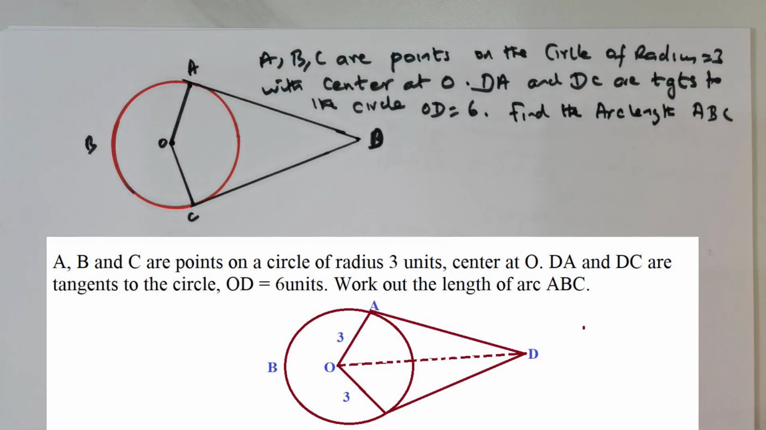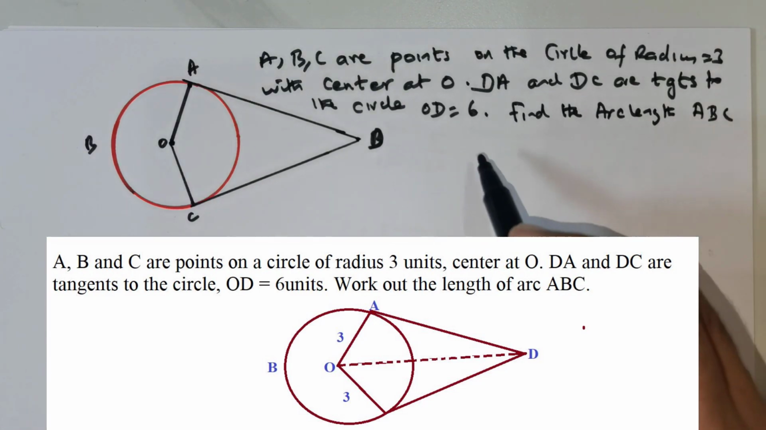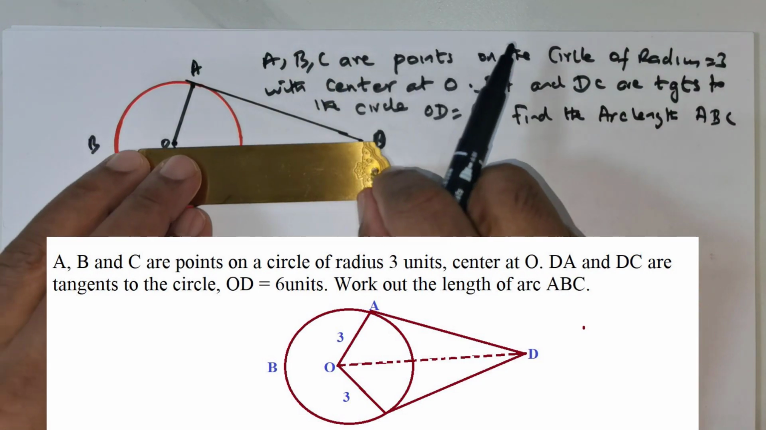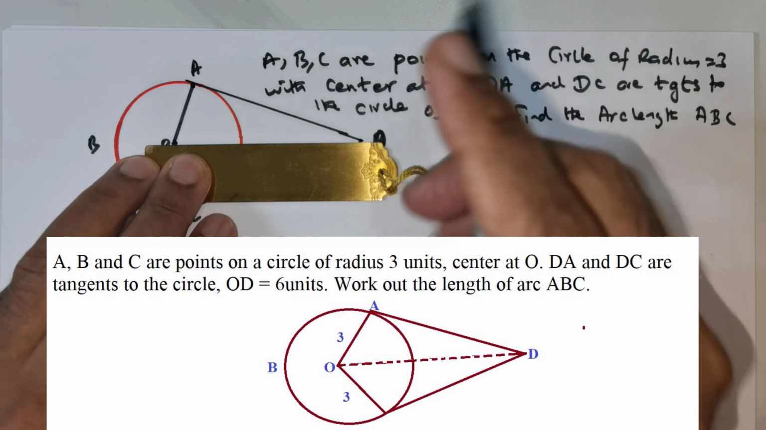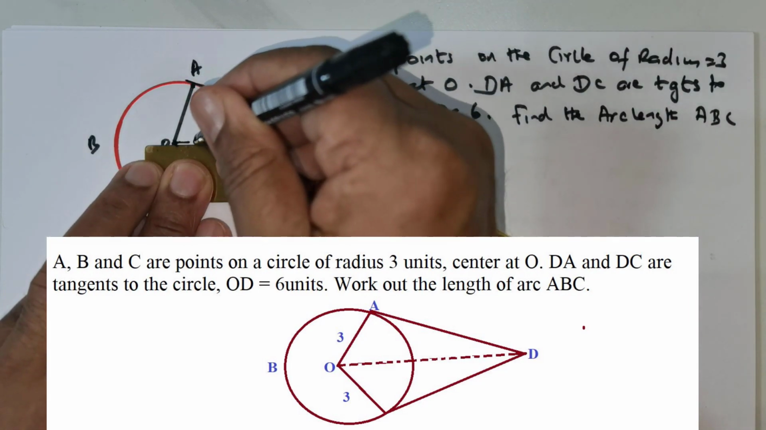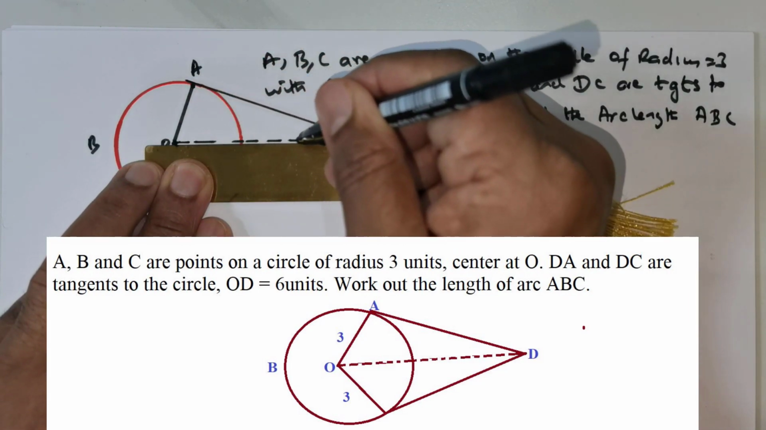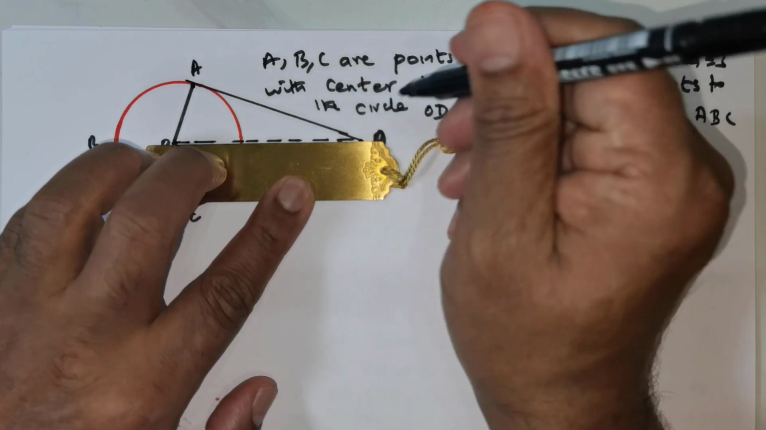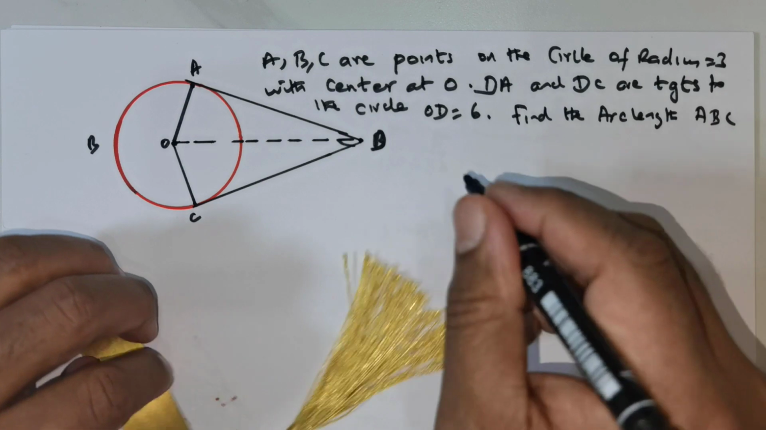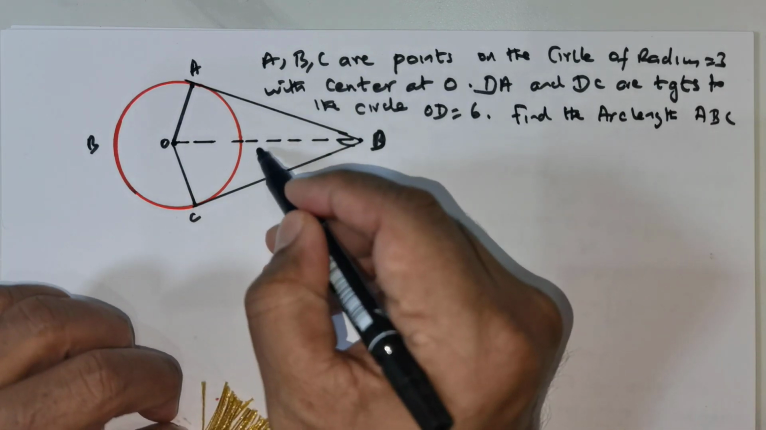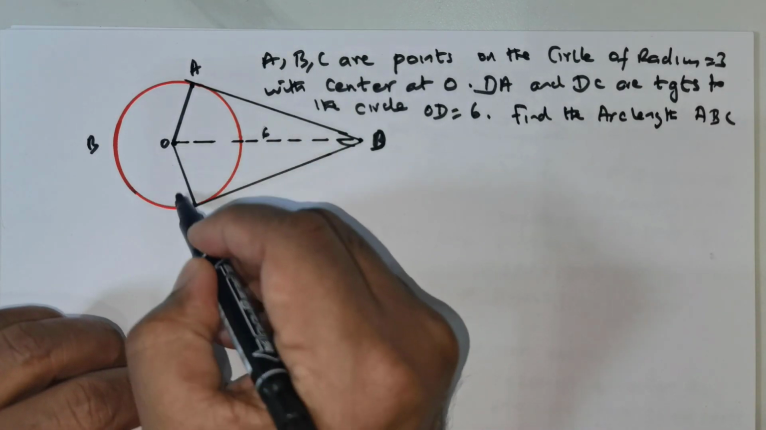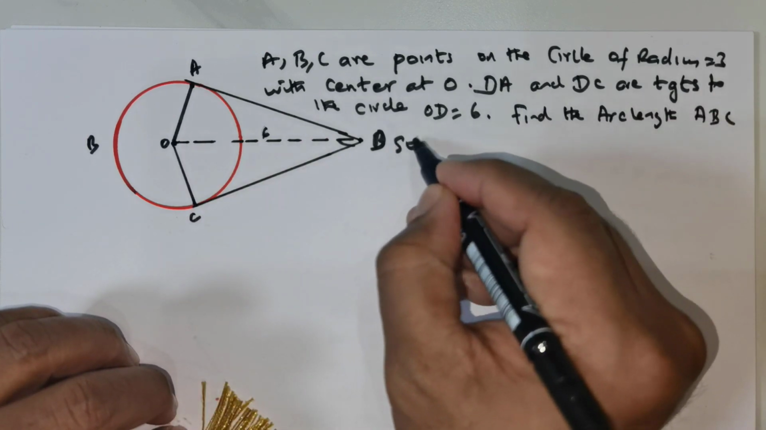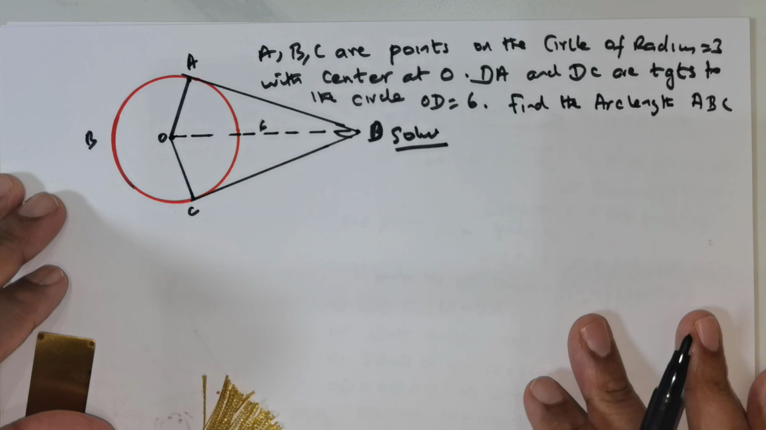So since we have been given OD to be 6 units, let me draw that up. I'm going to use a dashed line. So this is 6 units, this is the radius, so OC. So let me start with the solution. We need to give a detailed solution to all these questions.